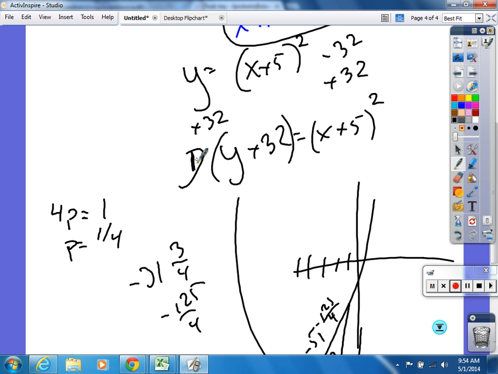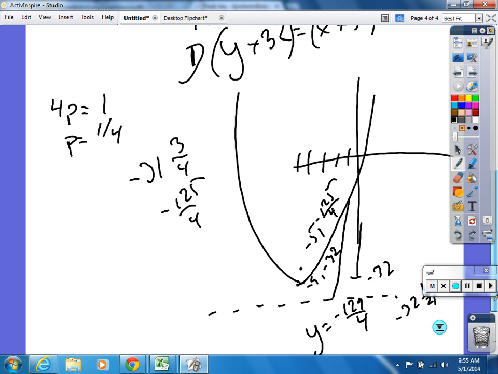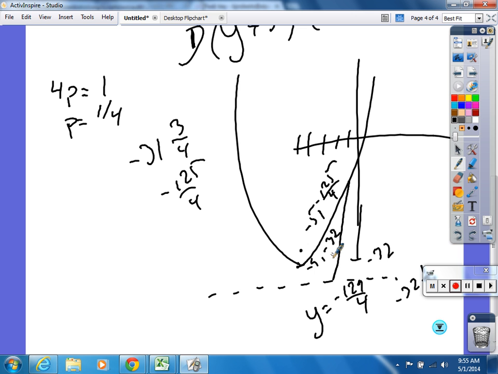The focus came out to be 1/4. No, not the focus, but the p-value came out to be a fourth, so I went ahead and added, so that was negative 5, negative 120, negative 125. I went up. We'll do it one more time. Okay? So the point is negative 5, comma negative. This is exactly now the point of the focus. That's the point of the focus. Does that make sense to you now? Is that a little bit better for you?